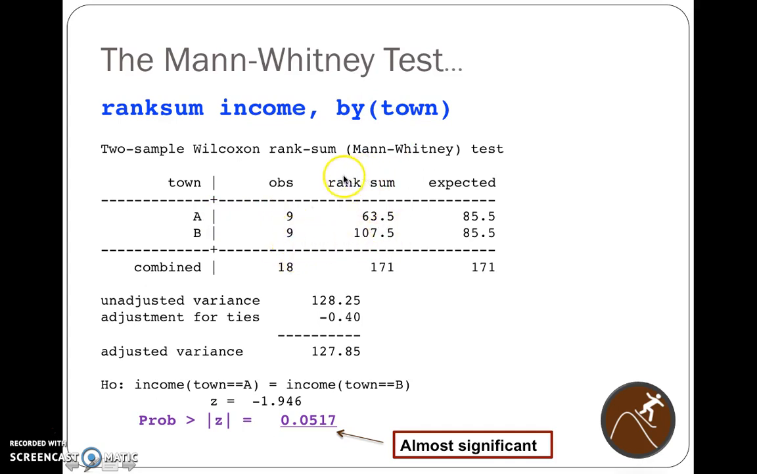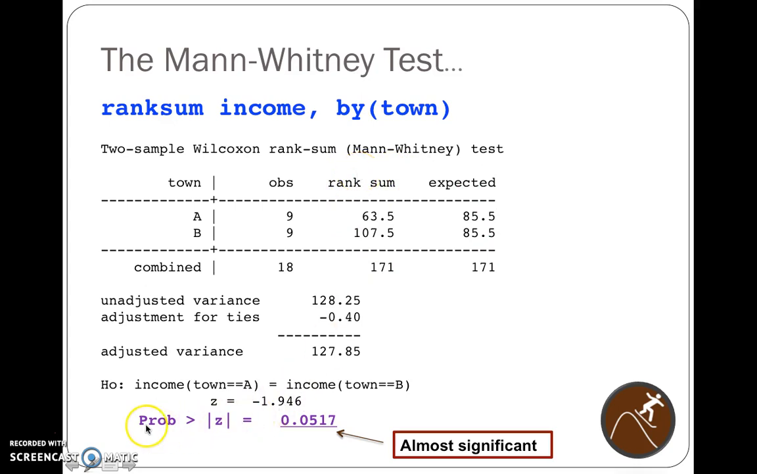And then it gives us these things called rank sums and these expected values, which may not make any sense to you right now on what the heck this is all about. It's not the mean, it's not the median. What the heck is that? So we'll come back to all of this in a second.